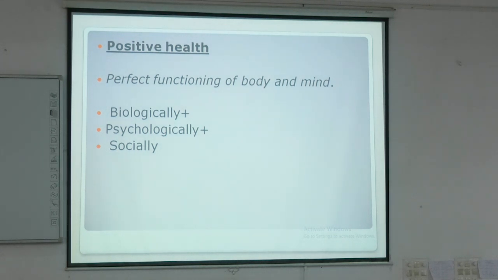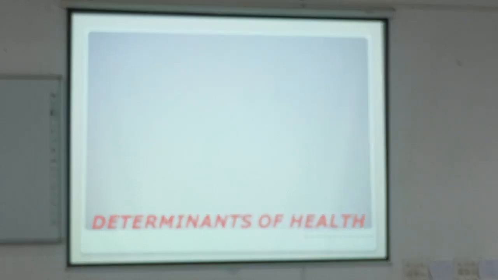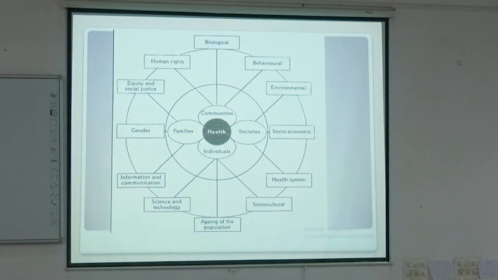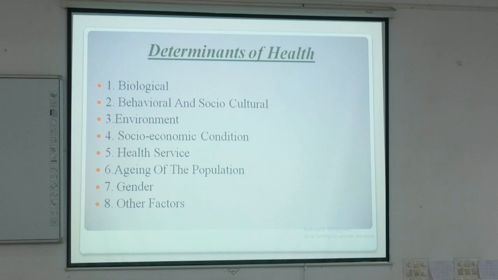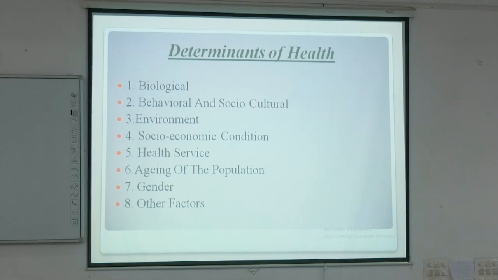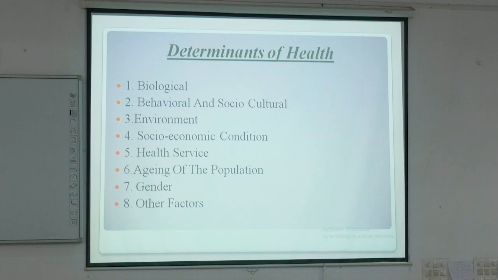Positive health. Perfect functioning of body and mind biologically, physically, physiologically and socially. Now comes the determinant. This is important for your question purpose. You may have a question is the determinants of it. These are the determinants of it. You will get that picture in textbook of Park. What are them? Biological, behavior and social, environmental, socio-economic condition, health service, aging of the population, gender and others. দেখো প্রথম পাঁচটা অলরেডি আমরা ডিসকাস করে ফেলেছি তাই না?